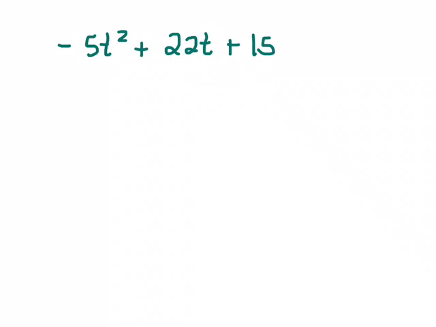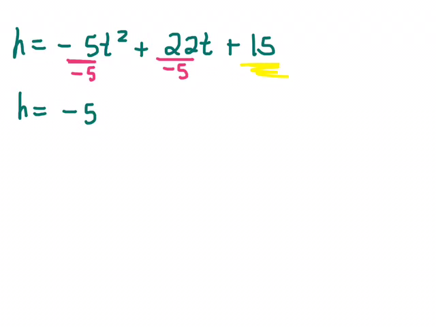Okay, so first of all, look here. This is our equation. When a is any number that isn't 1, what's a right now? Negative 5. I want to factor that out. I want to divide the first term and the second term by negative 5. We're going to leave our plus 15 because we're going to deal with that later, okay? So let's divide the first term. We're factoring it out, so it becomes negative 5 times, what's negative 5 divided by negative 5? Okay, so we're left with t squared.